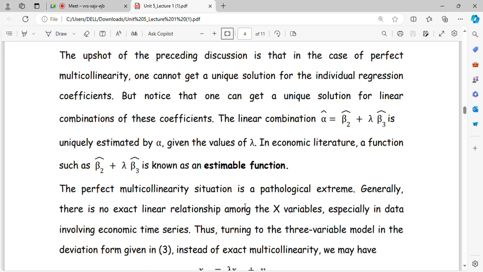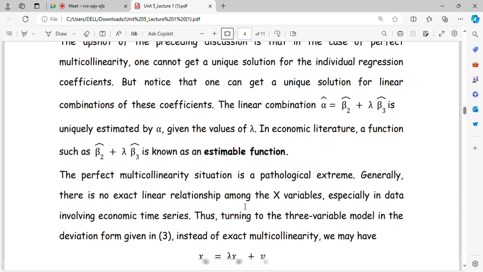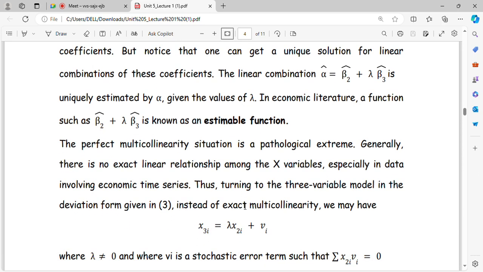Because reality is very complicated, we cannot estimate reality directly. So we assume certain phenomena and we try to see how much reality differs from the normal part. Just like the normal distribution, nothing is actually normally distributed, right? So the perfect multicollinearity situation is a pathological extreme.